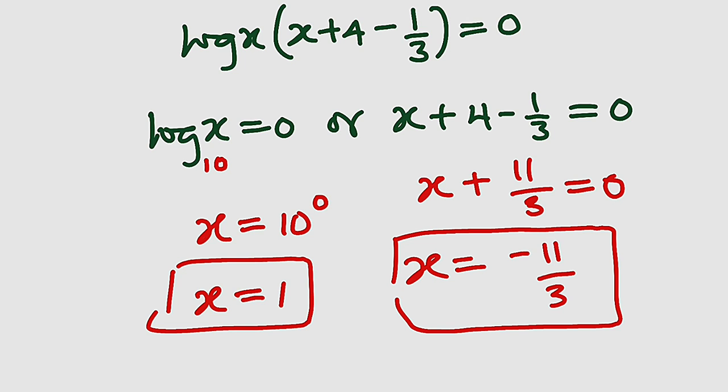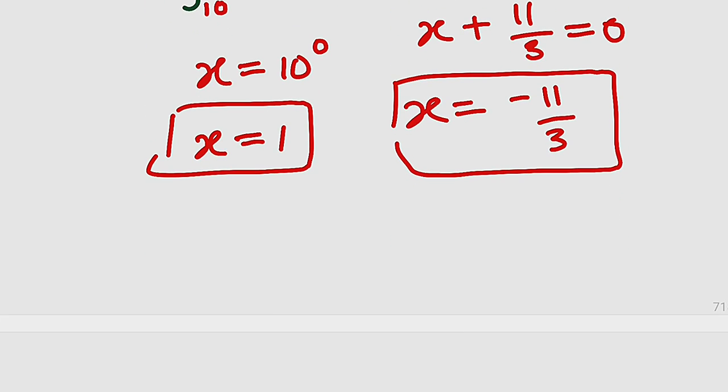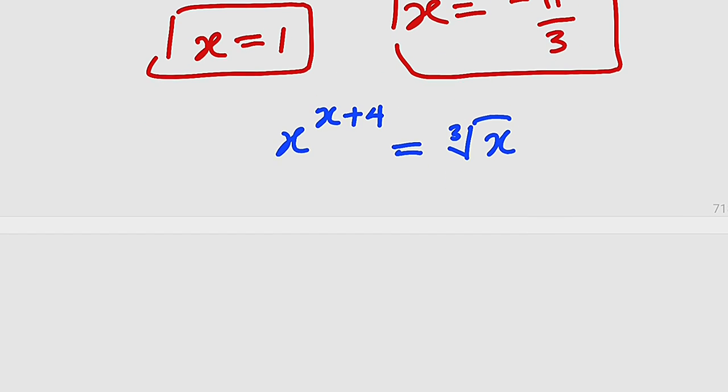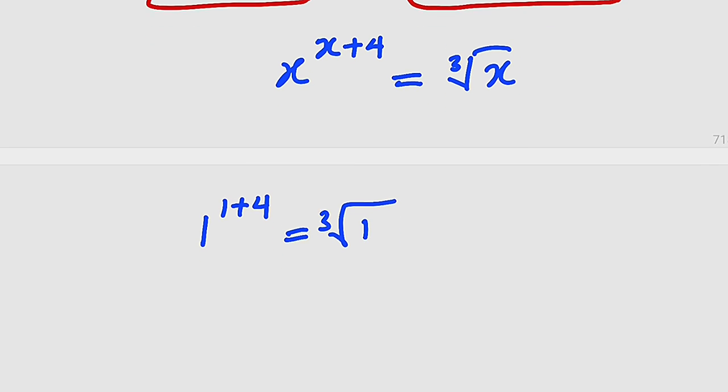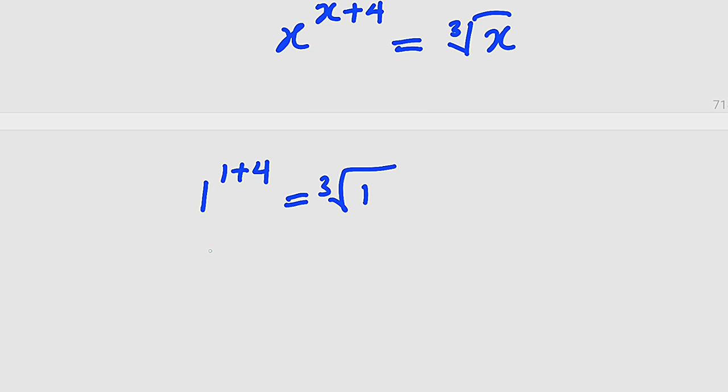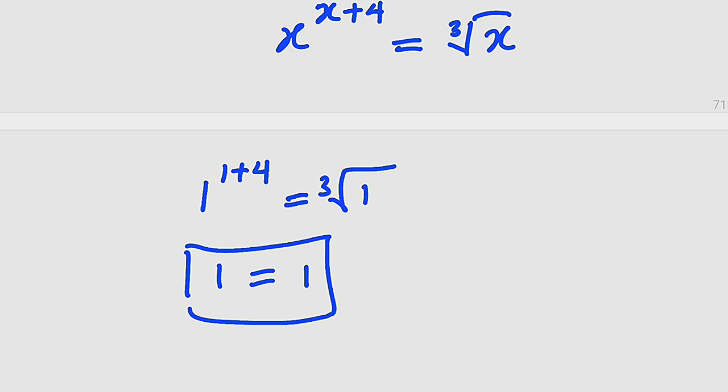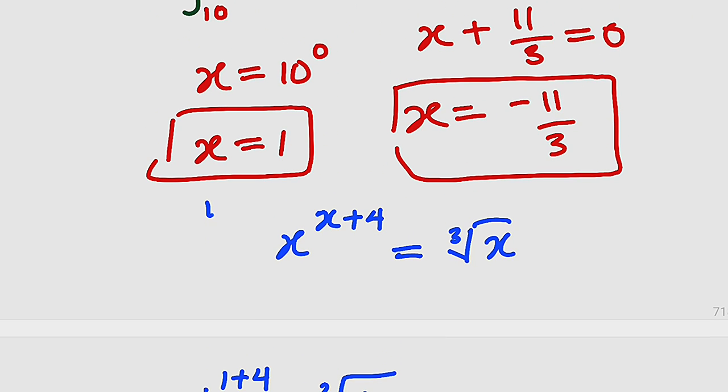But in each case, we are going to test them in the main equation. And the main equation is what? x raised to the power of x plus 4 equal to the cube root of x. So what if x is equal to 1? We have 1 to the power of 1 plus 4 to the left, and this is equal to the cube root of 1. To the left hand side, we have 1 to the power of 5, which is the same thing as 1. And to the other side, we have cube root of 1, which is also 1. And hence, since the left and the right hand side are exactly the same, we conclude that 1 is a solution.